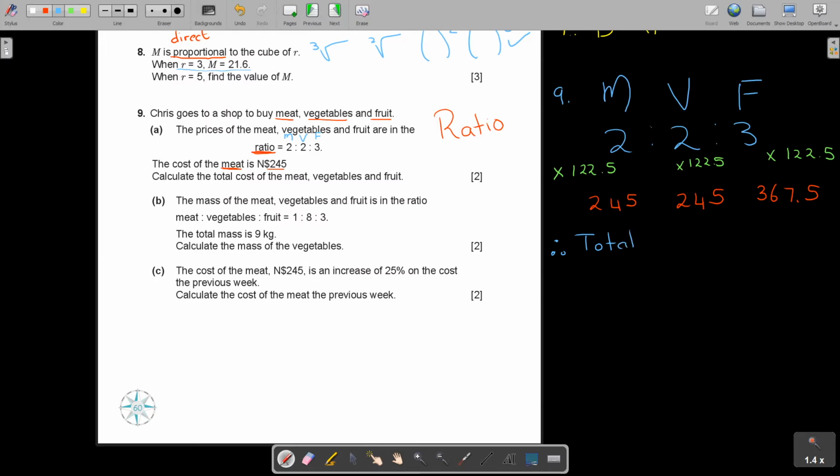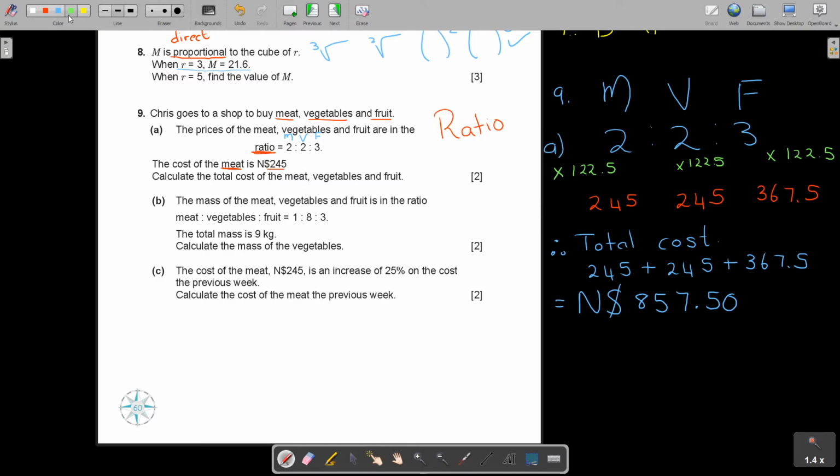Now I'm going to say, therefore, total cost, and I'm just going to add it up. So it's 245 plus that 245 plus the 367.5. So plus 245 plus 245 plus that 367.5, and I'm getting a total of 857.50. Okay, and that is my total cost. Okay, that's easy. That was number A. Let's move on. Let's just mark this as number A.